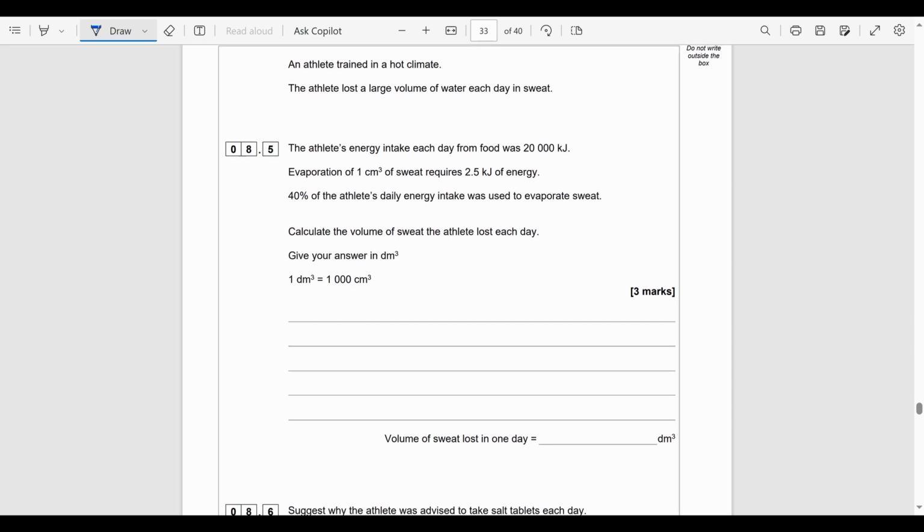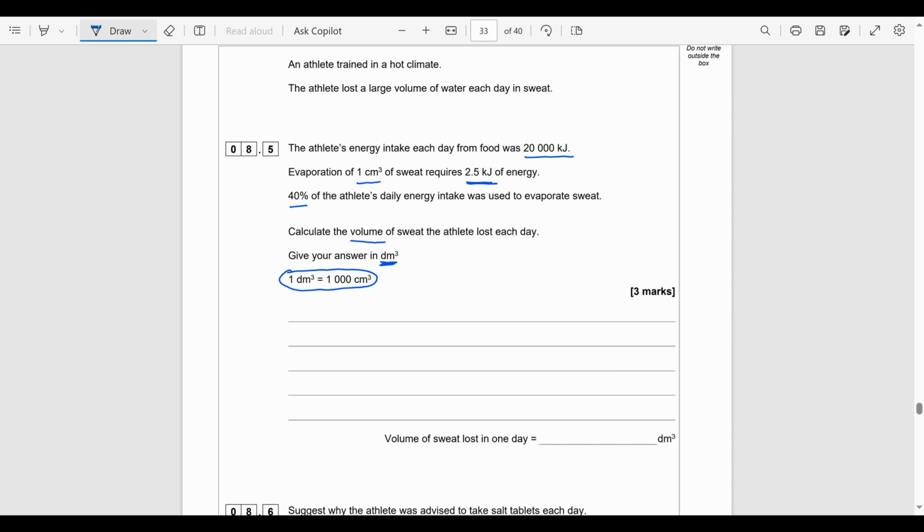An athlete trained in a hot climate. The athlete lost a large volume of water each day in sweat. An athlete's energy intake each day from food was 20,000 kilojoules. Evaporation of 1 centimeter cubed of sweat requires 2.5 kilojoules of energy. 40% of the athlete's daily energy intake was used to evaporate sweat. Calculate the volume of sweat the athlete lost each day. Give your answer in decimeters cubed. And they've helped us by giving us the conversion here, that 1 decimeter cubed is equal to 1,000 centimeters cubed.